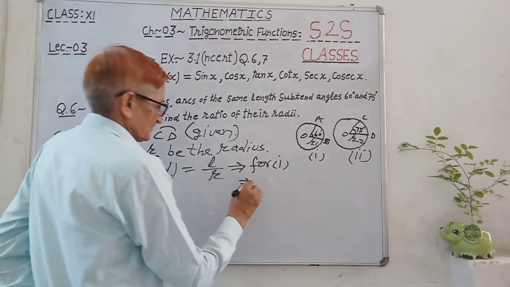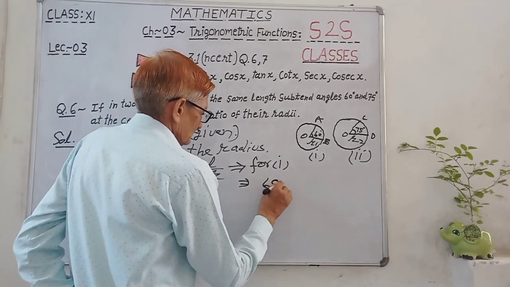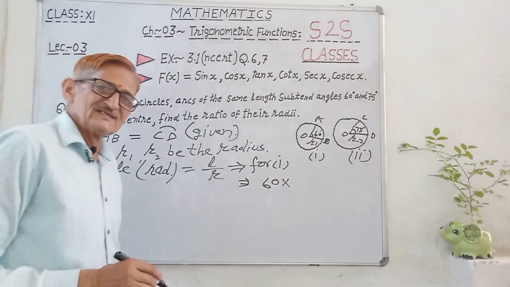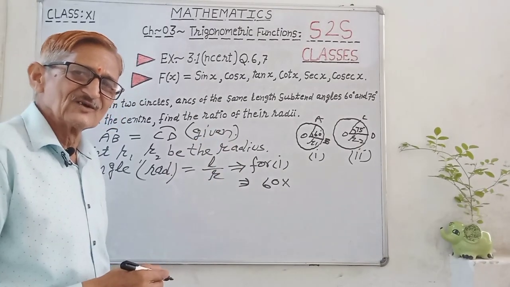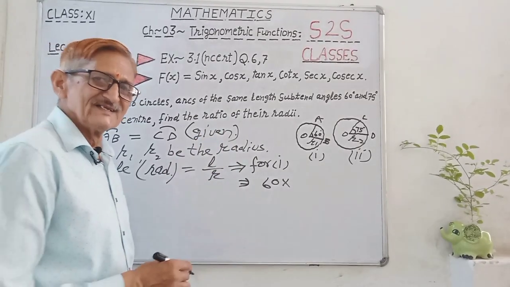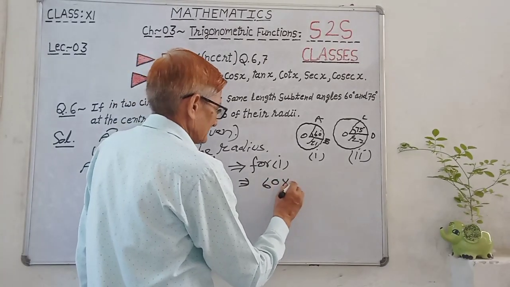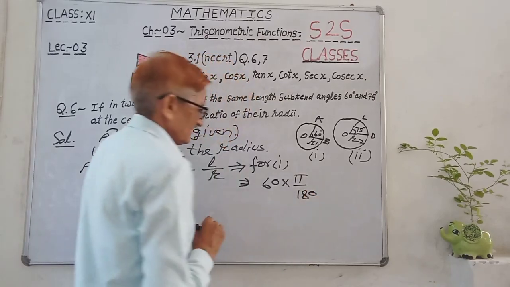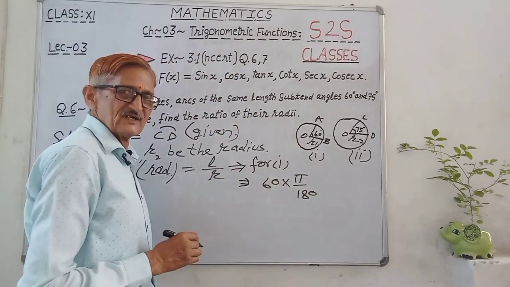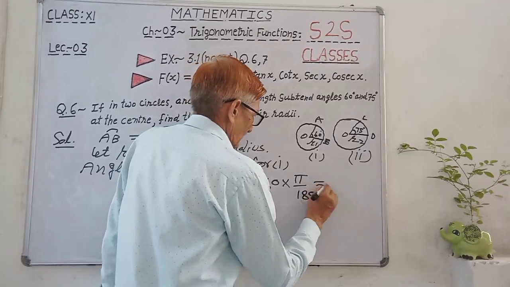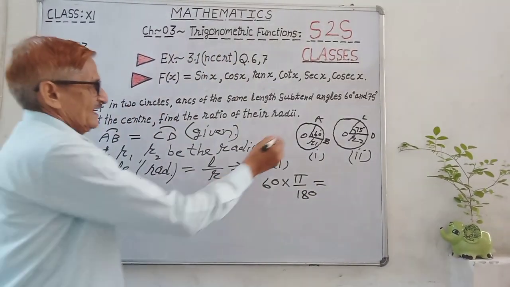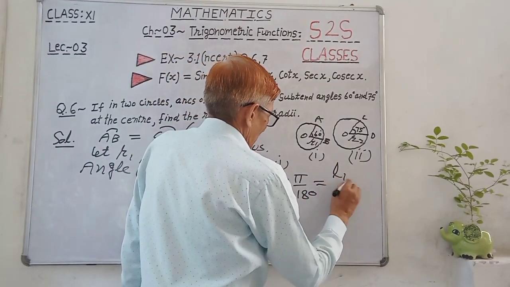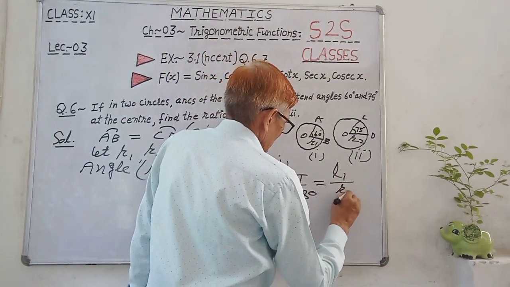For the first, the angle is 60 degree, convert into radian. 1 degree is equal to pi upon 180 radian, so 60 degree times pi upon 180. This is now in radian. 60 degree converted into radian is equal to length of arc L1 upon radius R1. L1 is equal to L2.